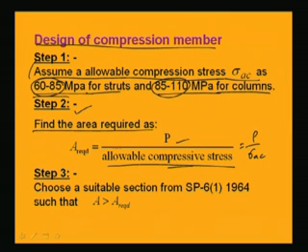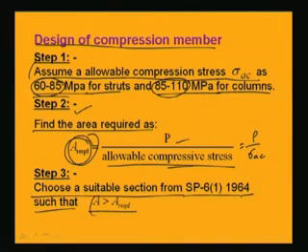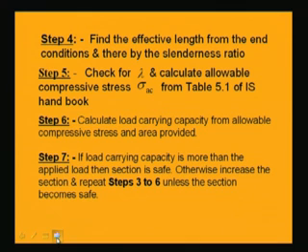Now, in the next step, since we know the area required, we choose a suitable section from SP 6 1964 such that the area A becomes greater than the area required. That means we have our IS handbook, from which we choose a particular section, say an angle section, channel section or I section. First we decide which section we are going to choose, and then we see which area is closest to the area required. We choose the section in such a way that the area is a little bit greater than the area required. Next what we will do?